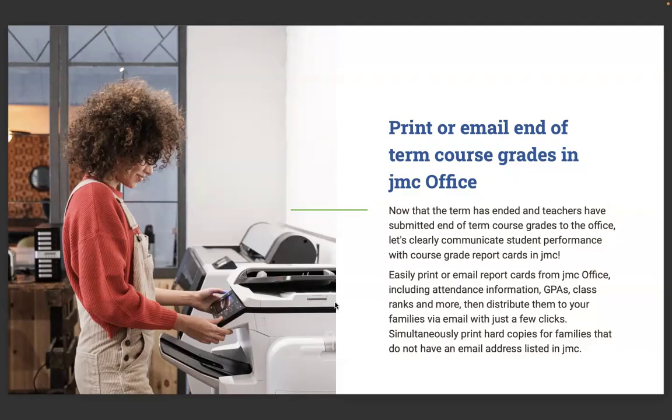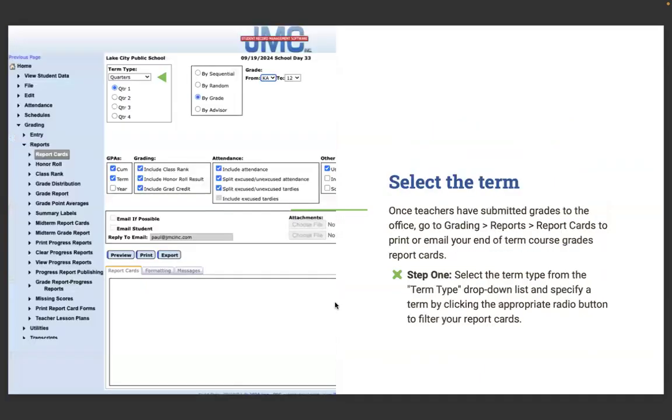So starting with those course grades report cards, now that the term has ended and teachers have submitted end of term course grades to the office, let's clearly communicate student performance with course grades report cards in JMC. Easily print or email report cards from JMC Office, including attendance information, GPAs, class ranks, and more, then distribute them to your families via email with just a few clicks. Simultaneously print hard copies for families that do not have email addresses listed in JMC.